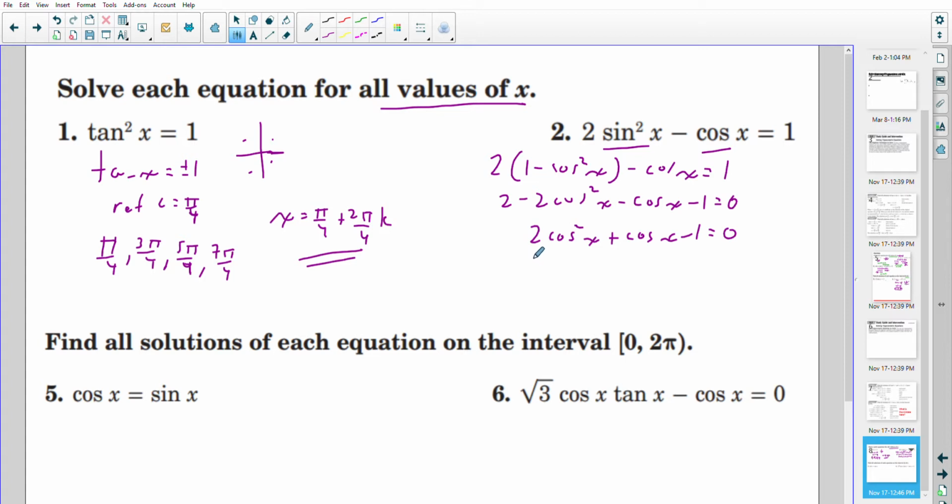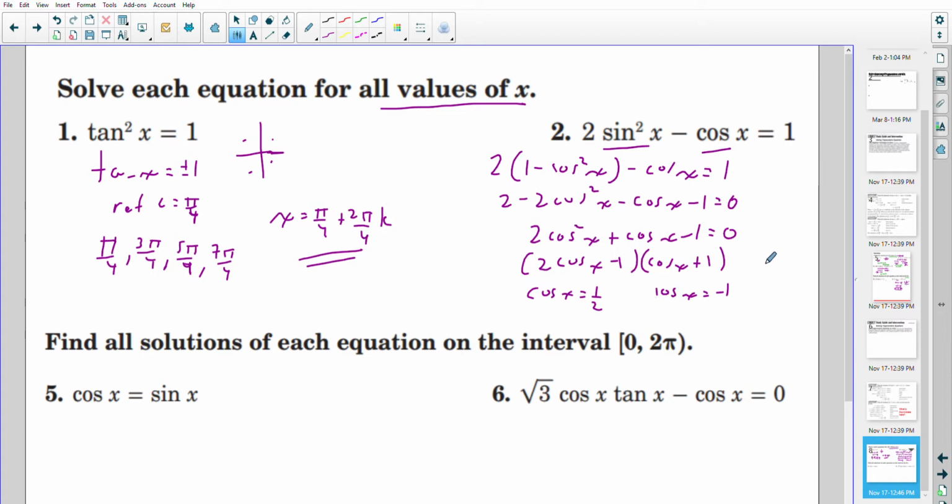In this case, I'm going to try to factor 2 cosine x and cosine x. This can only be plus or minus 1. So I'm going to see that this is plus 1, this is minus 1, and when I check the middle terms, minus cosine x plus 2 cosine x gives you a positive cosine x. Therefore, my cosine x can equal 1/2, or cosine x can equal negative 1.